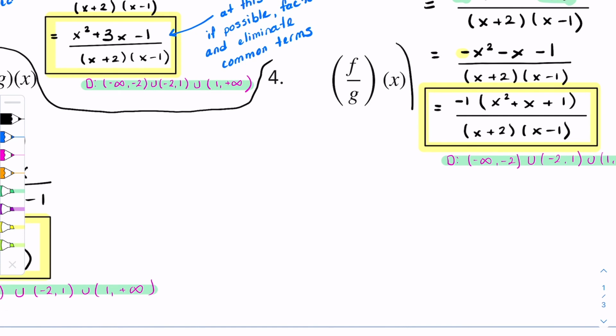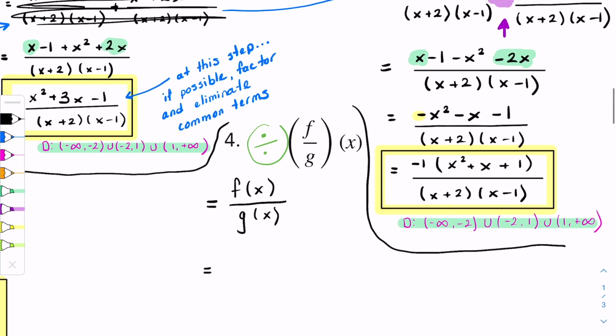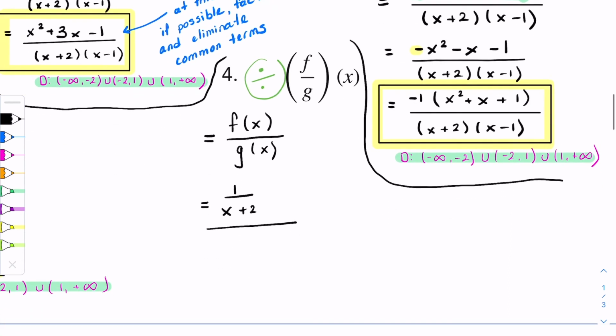Our last example is number 4, which is using the quotient property. It's when we are dividing functions. f divided by g of x is the same thing as saying f of x divided by g of x. And when I write that out, we have 1 over x plus 2 divided by x over x minus 1.